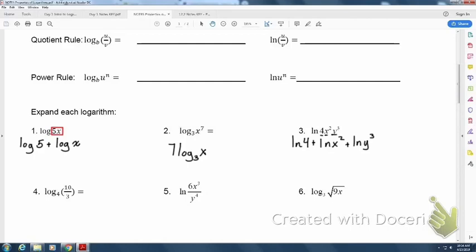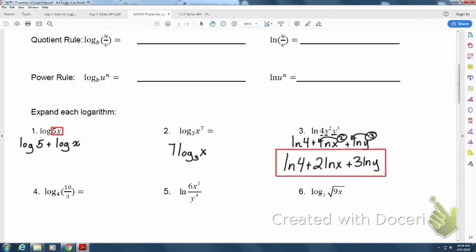Now that I have those expanded, 2 of those 3 have an exponent that I need to deal with. I'm going to move those to the front of the log that they're attached to. My first one is fine, natural log 4. Then I've got plus 2 times natural log x plus 3 natural log y. And that would be that one fully expanded.